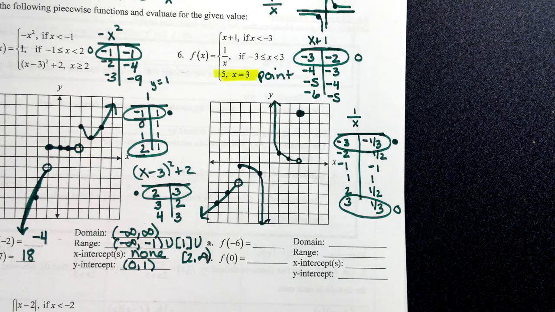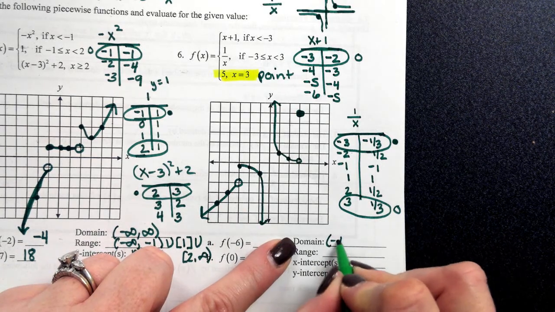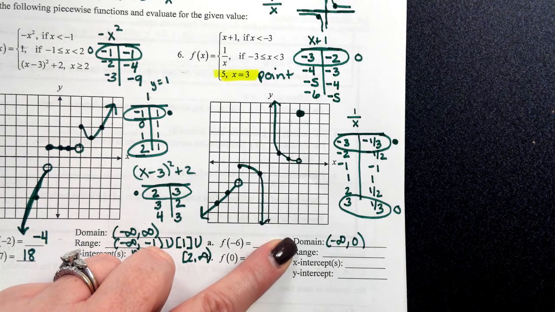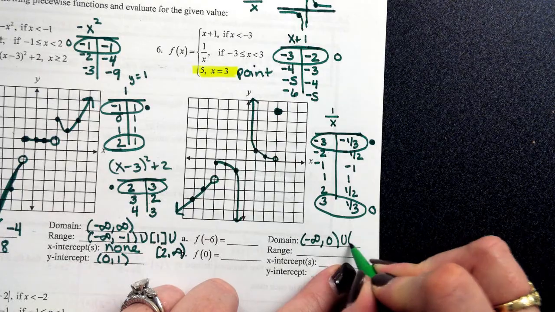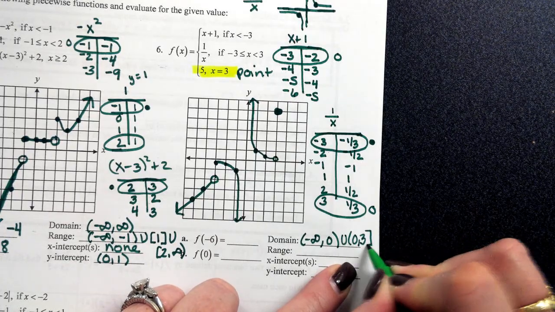So then my domain is going to be, remember, all real numbers except 0, so I've got to stop it at 0, because remember I have a vertical asymptote at 0, and then I'm going to go from 0 to 3.